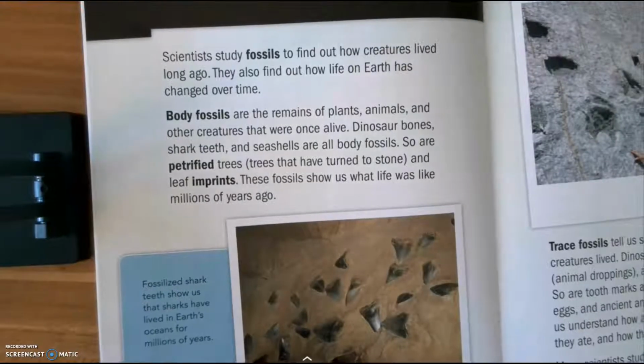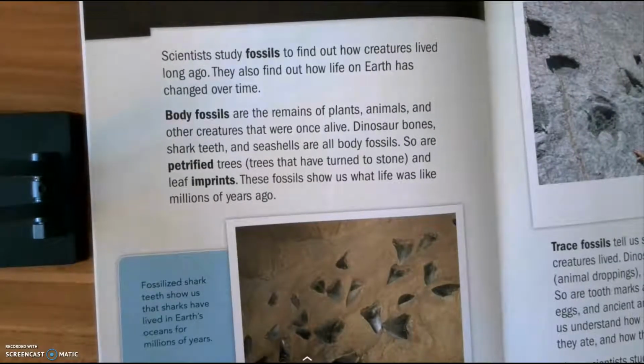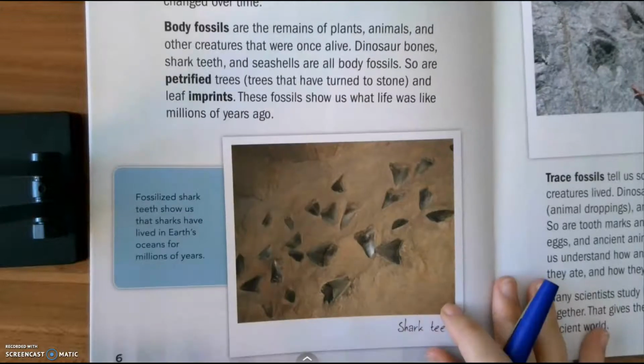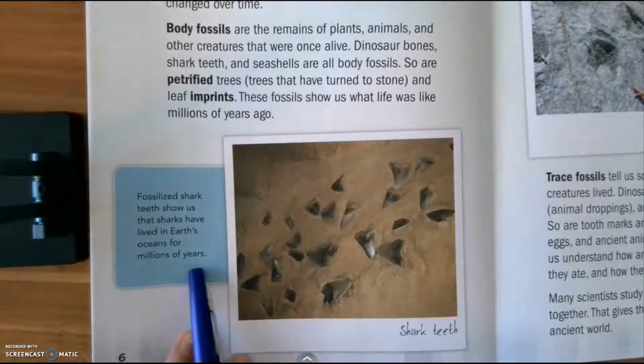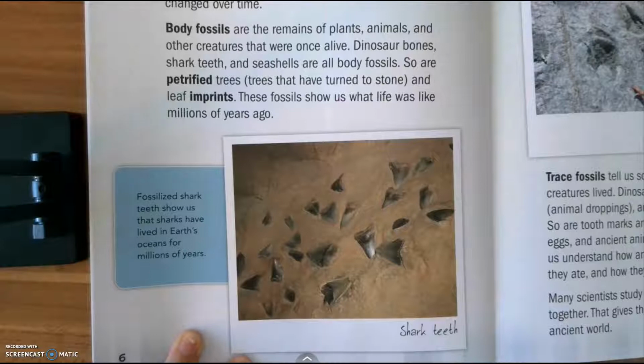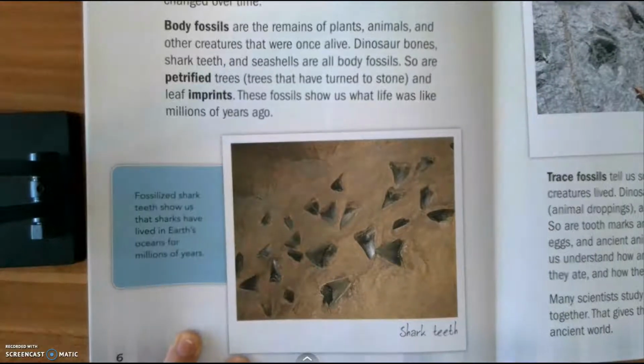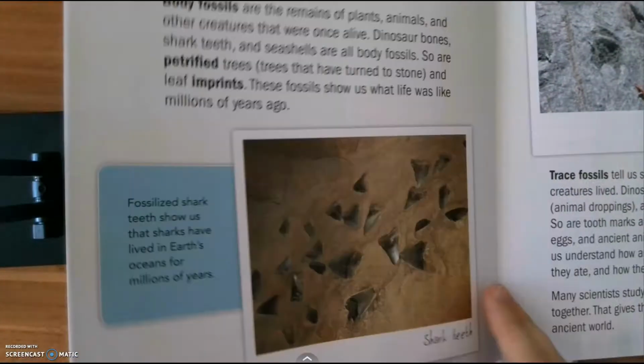Scientists study fossils to find out how creatures lived long ago. They also find out how life on Earth has changed over time. Body fossils are the remains of plants, animals, and other creatures that were once alive. Dinosaur bones, shark teeth, and seashells are all body fossils. So are petrified trees, which are trees that have turned to stone, and leaf imprints. These fossils show us what life was like millions of years ago. Here we have a photo of shark teeth, and the caption tells us that fossilized shark teeth show us that sharks have lived in Earth's oceans for millions of years.